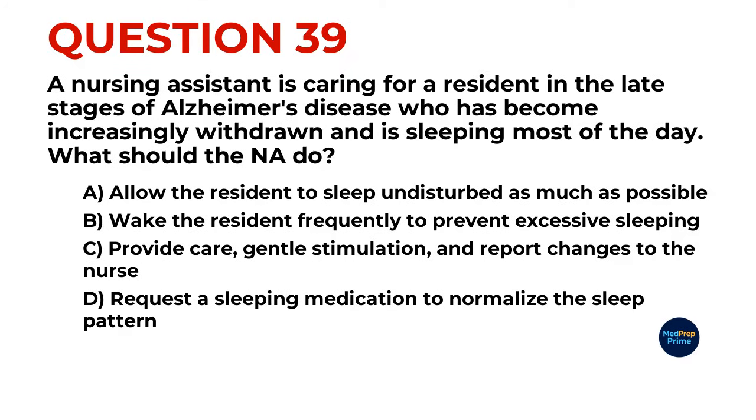A nursing assistant is caring for a resident in the late stages of Alzheimer's disease who has become increasingly withdrawn and is sleeping most of the day. What should the NA do? Option A, allow the resident to sleep undisturbed as much as possible. Option B, wake the resident frequently to prevent excessive sleeping. Option C, provide care, gentle stimulation, and report changes to the nurse. Option D, request a sleeping medication to normalize the sleep pattern.